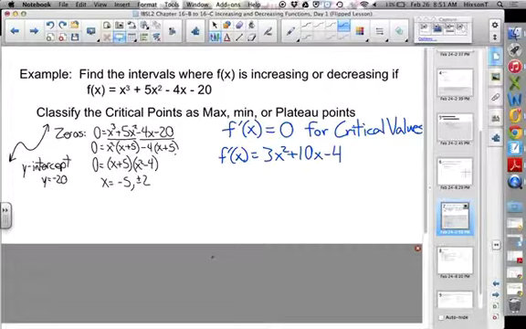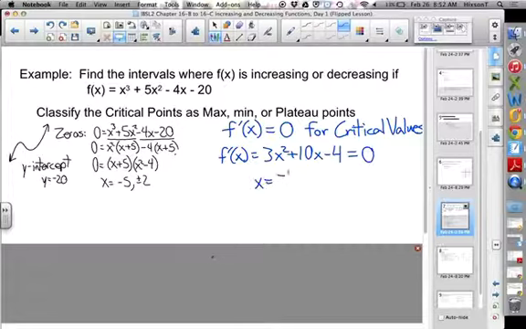Now we need to set that equal to 0 in order to find our critical values. Alright, so it's a quadratic. You guys know how to solve quadratics. You could try to factor, but this one actually does not factor. So we would have to use the quadratic formula. So let's do that real quickly here.